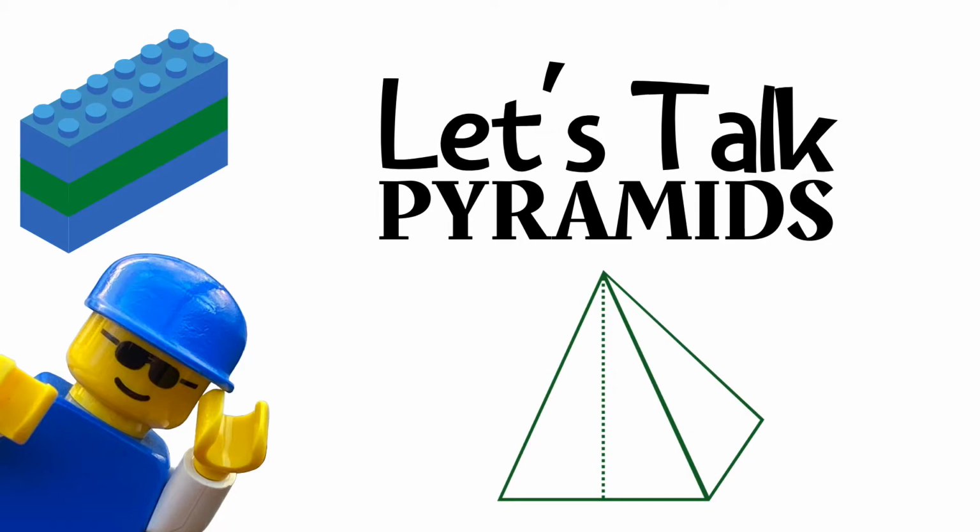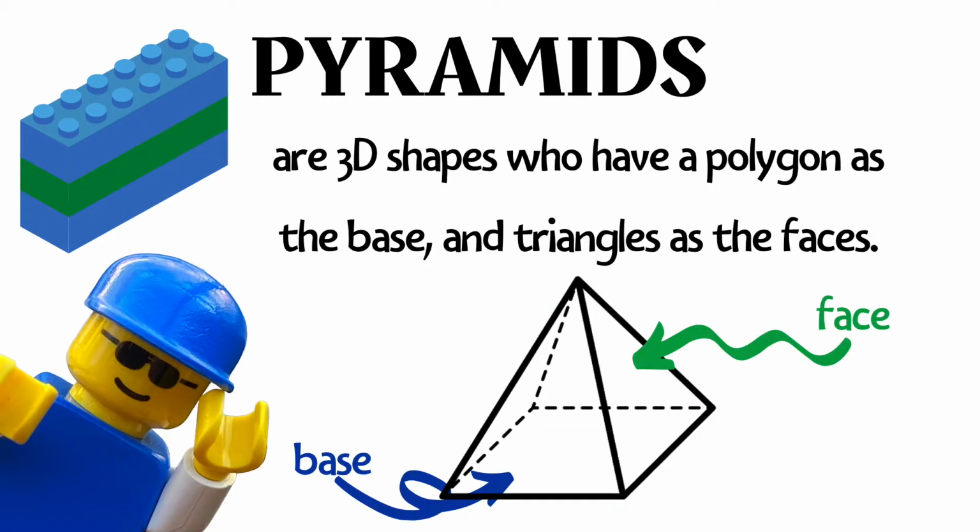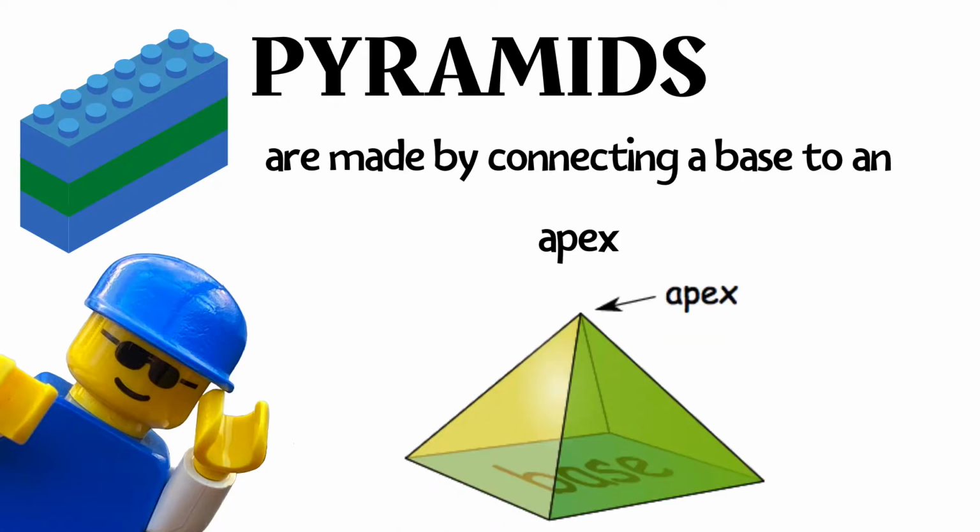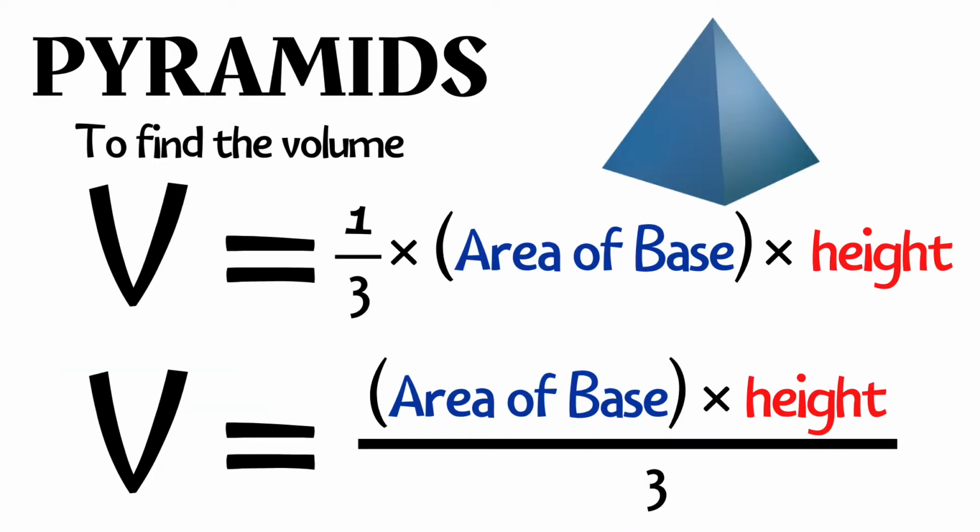So today we're going to talk about pyramids. So let's first talk about what is a pyramid. Well, it's a 3D shape that has a polygon as the base and triangles as the faces. Now, the base comes up to an apex. So those triangles are connected in a point at the very top that we call apex. And that's what a pyramid is.